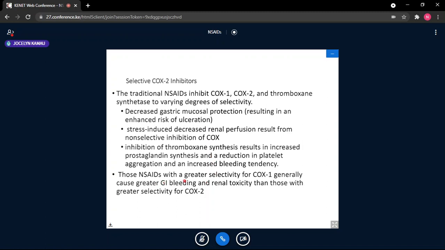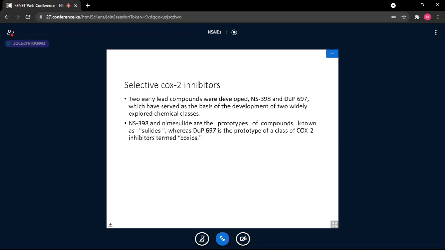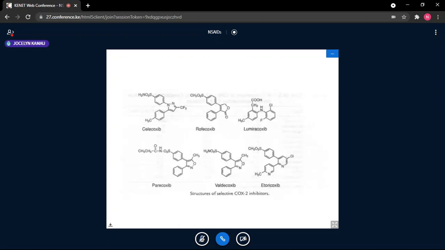The non-steroidal anti-inflammatories with a greater selectivity for COX-1 generally cause greater GI bleeding and renal toxicity than those, of course, with greater selectivity for COX-2. That's just a summary of all that we have done. Selective COX-2, that one I think does not help us.